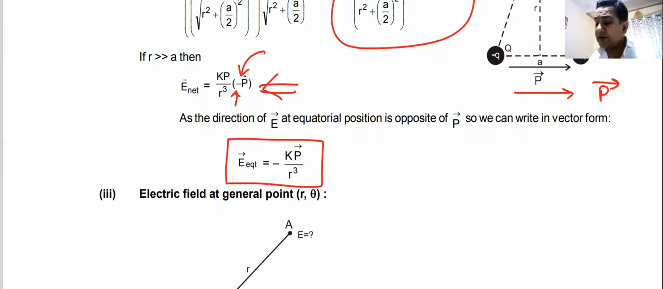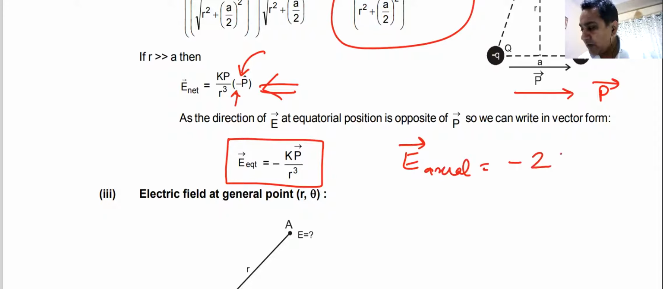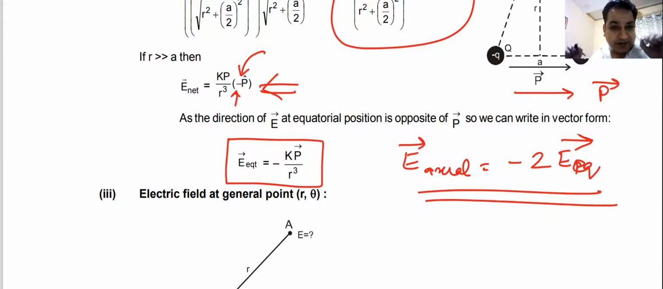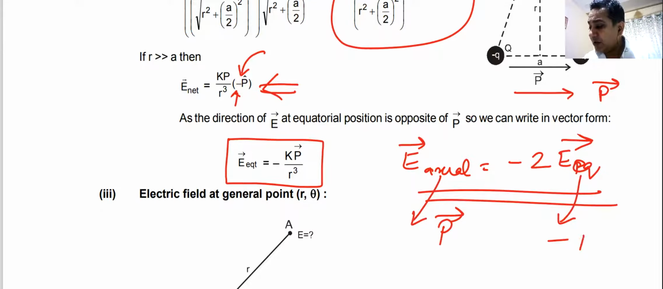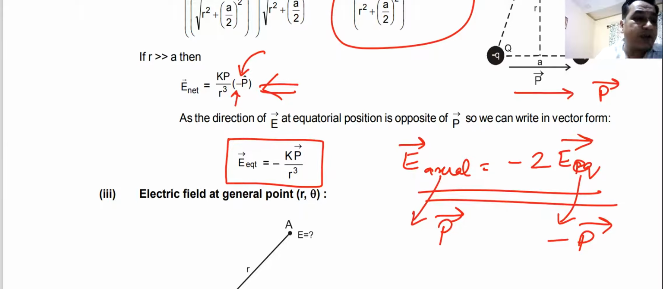Equatorial is minus k p by r cube. Looking at the equatorial and the axial one, you can say E axial is minus 2 times E equatorial. But remember, you can write these equations vectorially. E axial is always in the direction of P vector, and E equatorial is always in the direction which is opposite to that of P vector. Do we understand this? All of us remember this?